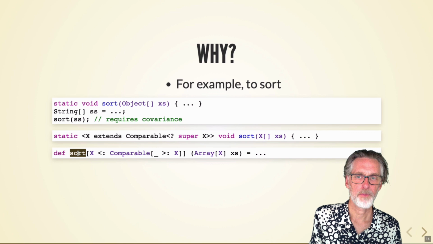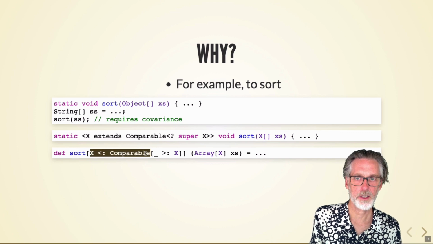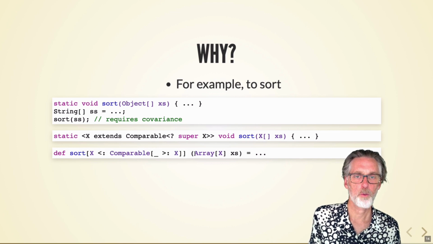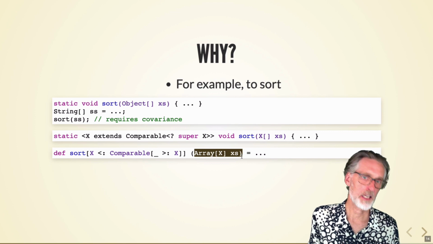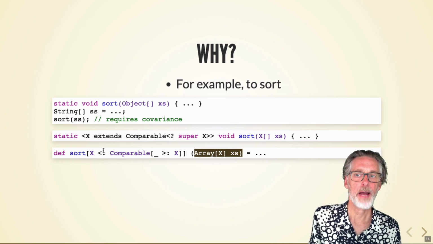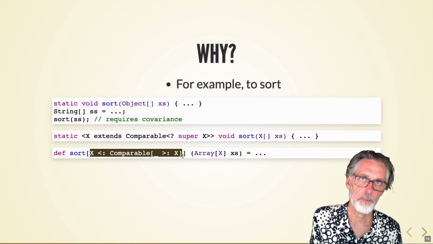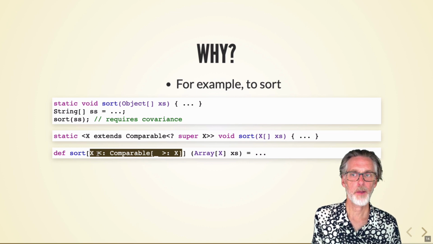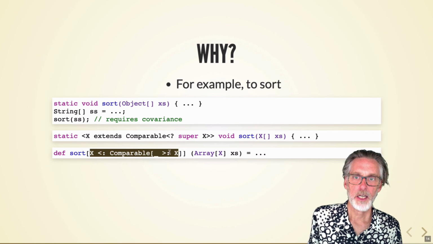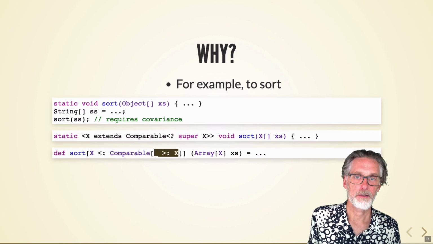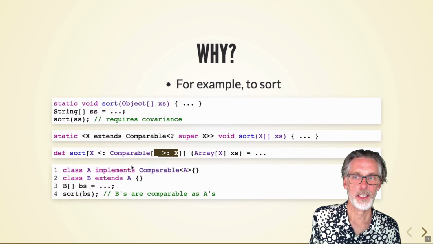So the sort method takes a parameter x, which is a type, and an array of x, and then it sorts it. Okay. We have a bound, however, on x, which is that x must be a comparable type. And what do we need to be able to compare to? Well, we need to be able to compare at some type that includes x. Now, this may seem a little bit bizarre, but it actually makes sense.